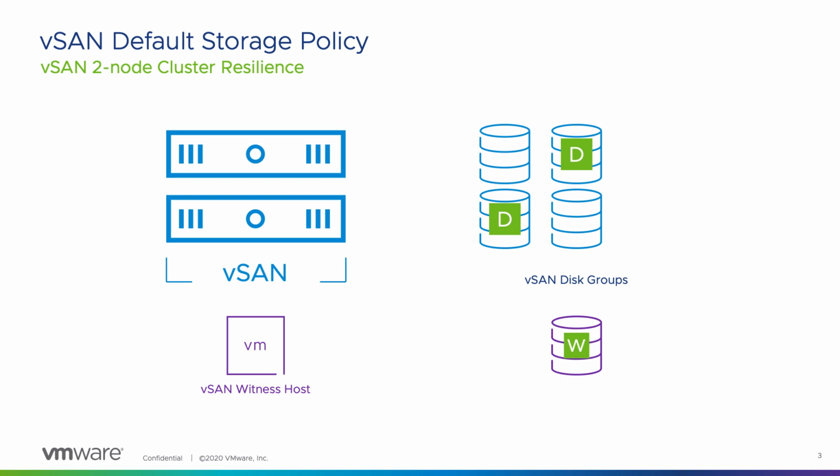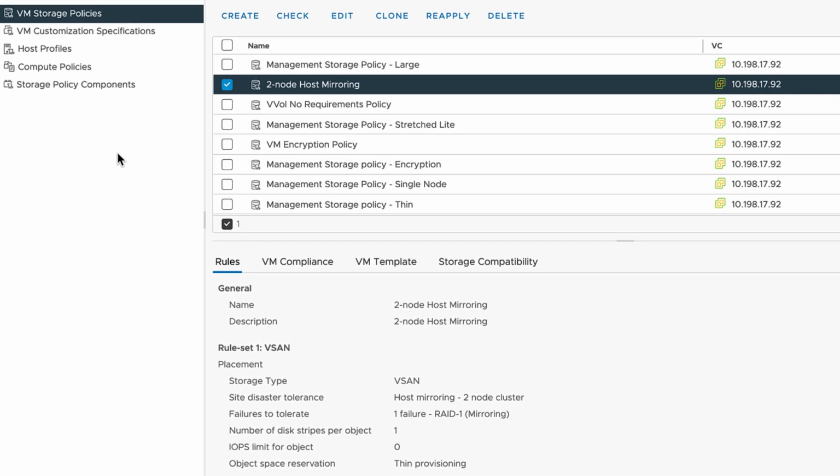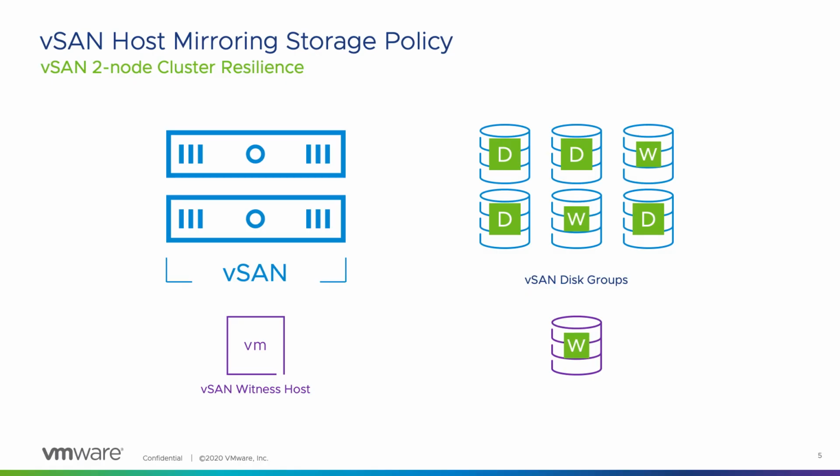If a disk group containing the object's data fails, access to the data is maintained if the other mirror and the witness components are accessible. Some workloads might require a higher level of resilience against drive and disk group failures. The latest version of vSAN includes the two-node host mirroring storage policy. Use of this policy requires at least three disk groups per host.